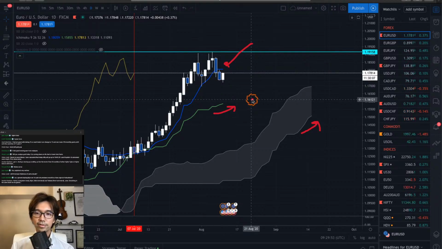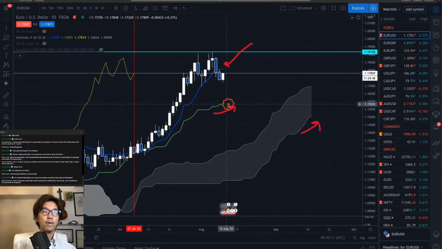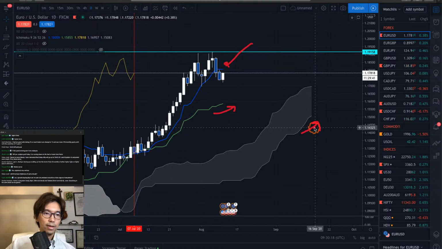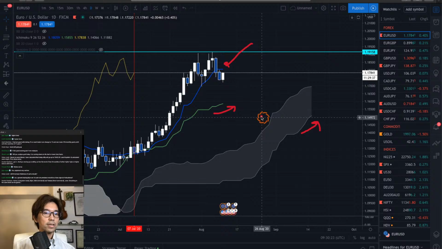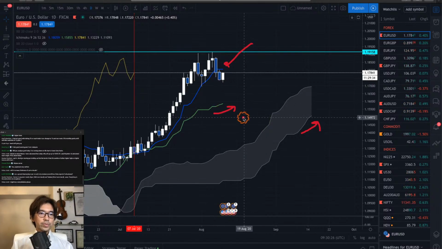Okay? So you can add this confirmation to decide which way you want to take trades. So right now, if I look at the market this way, then I will be looking for a buy chance because Kijun-sen is moving up and Senkou Span B is also moving up. And that means this is bullish in the mid to long term, and also in terms of direction, these are bullish too.